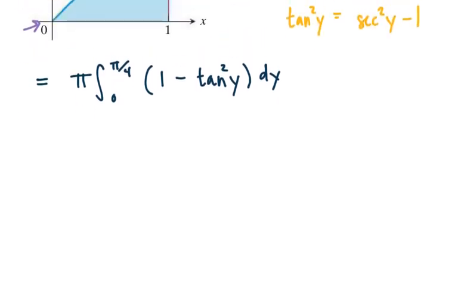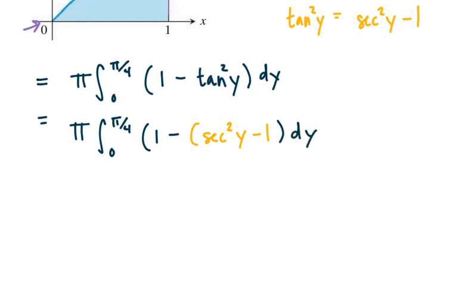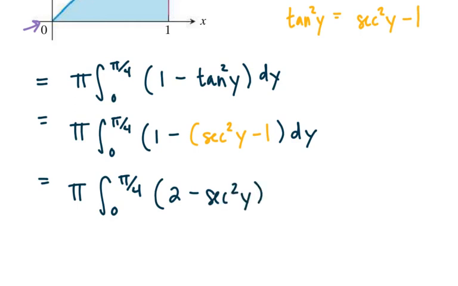And if I plug that in, pi, the integral from 0 to pi over 4, 1 minus secant squared y minus 1 dy. 1 minus negative 1 is 2 minus secant squared y dy. And I wanted to turn that tangent squared into secant squared, of course, because I know the integral of secant squared. The integral of secant squared is tangent. Remember, the derivative of tangent is secant squared.